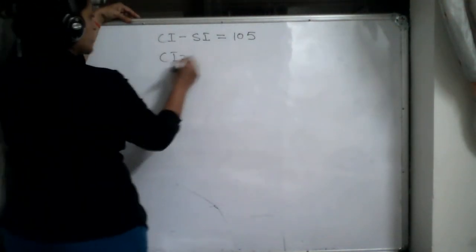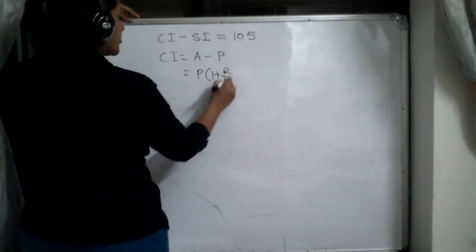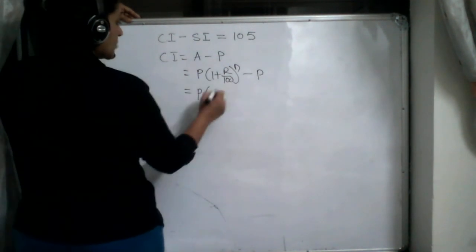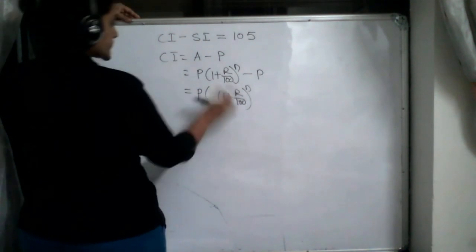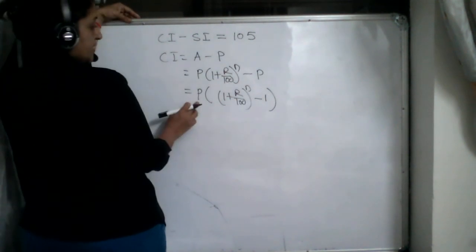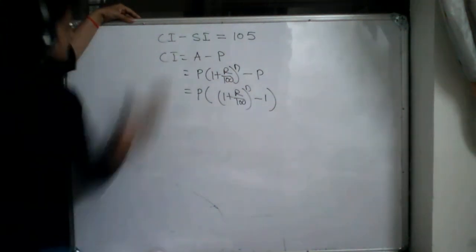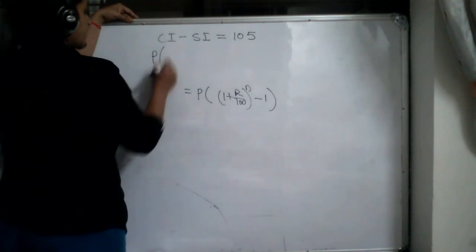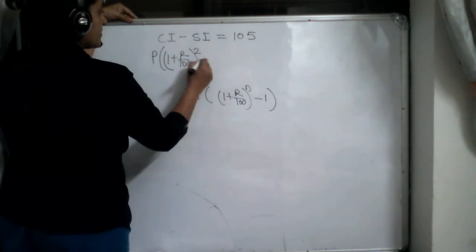CI is equal to A minus P. A is P into bracket 1 plus R upon 100 to the power n, minus P. Now if I take P common, what will happen? 1 plus R upon 100 to the power n will remain as the first term inside the bracket, minus 1. Where did this 1 come from? Because P is being taken as common. So I'm going to write this in place of CI now. Now look here. P into bracket 1 plus R upon 100 to the power 2 minus 1.